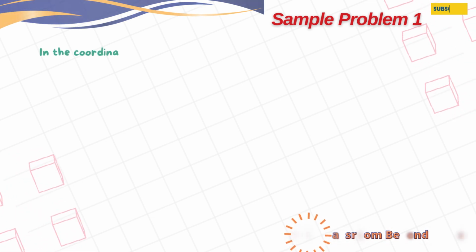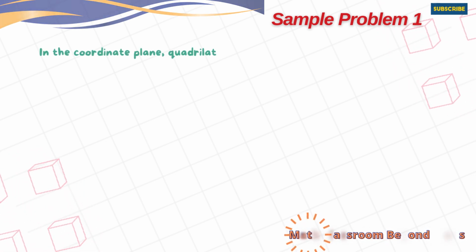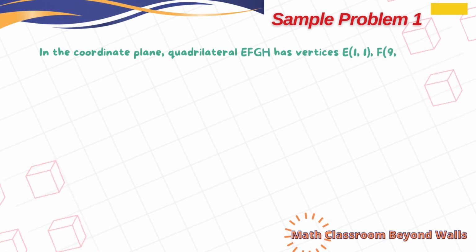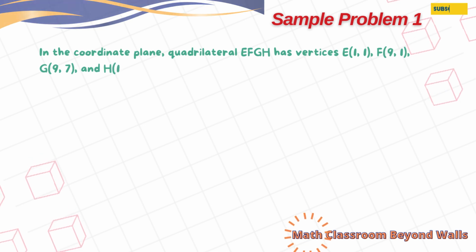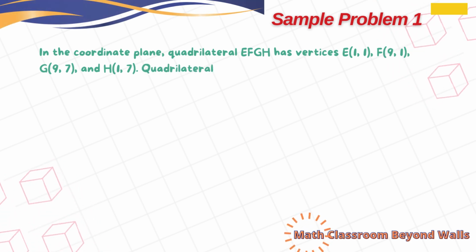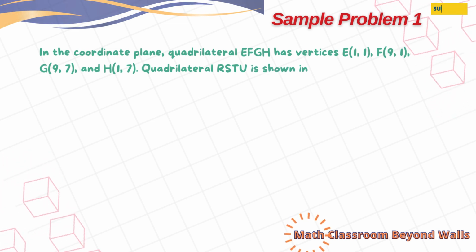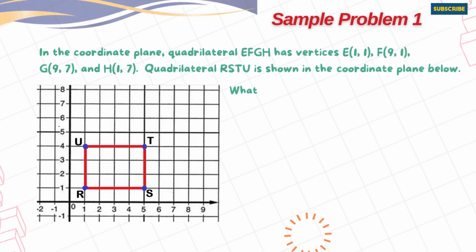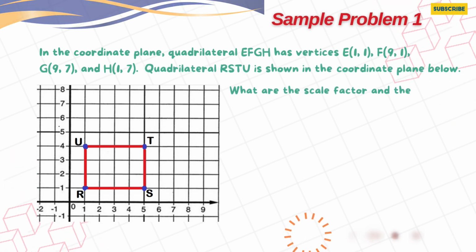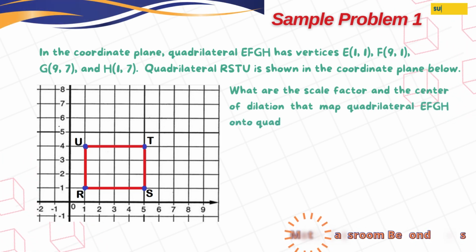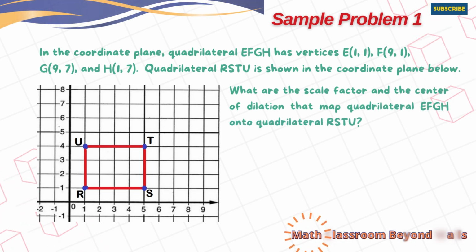In the coordinate plane, quadrilateral EFGH has vertices E(1, 1), F(9, 1), G(9, 7), H(1, 7). Quadrilateral RSTU is shown in the coordinate plane below. What are the scale factor and the center of dilation that map quadrilateral EFGH onto quadrilateral RSTU?